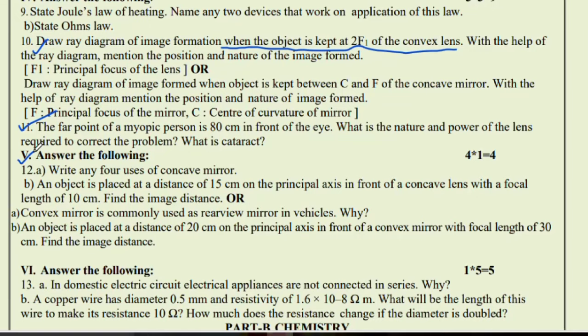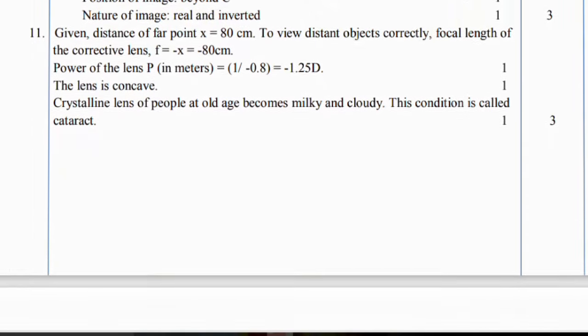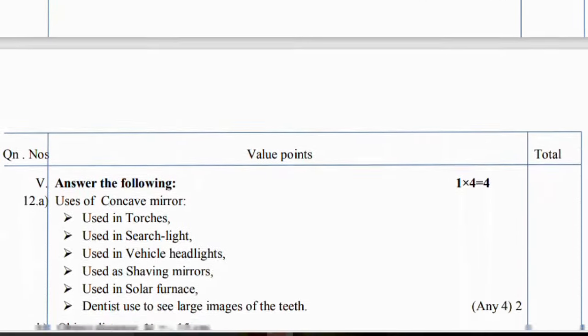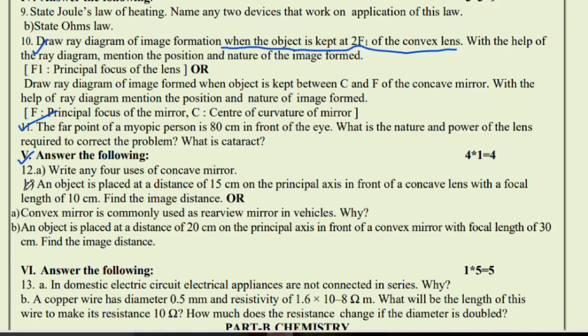Next, answer the following questions. Write any four uses of concave mirror. So the uses of concave mirror: the first one is we are using it in the torch. Next search light, vehicle headlights, shaving mirror, solar furnace, and dentists use it to see the large image of the teeth. Next question number B, problems are given.